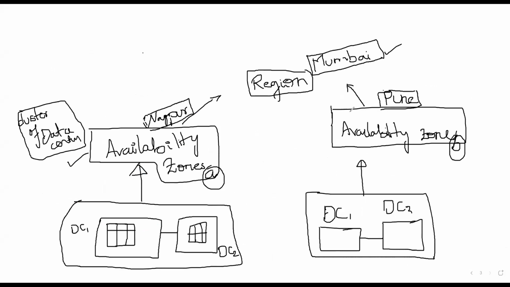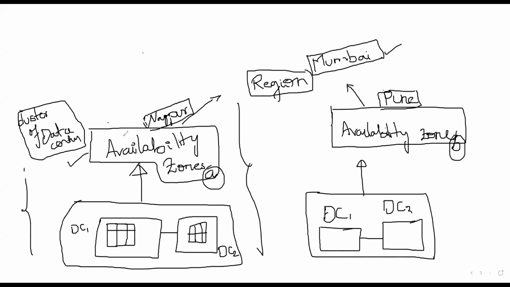Now let's say Mumbai is one of the regions in India. Inside the region, we have two availability zones. And let's say people from South India are coming to this availability zone. It means they're coming to this data center, picking the resources to create the infrastructure.